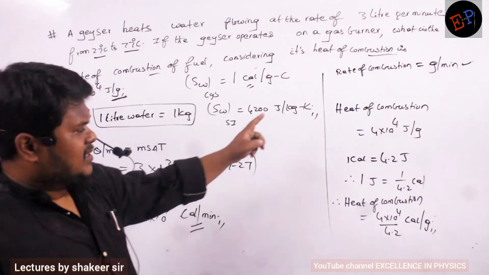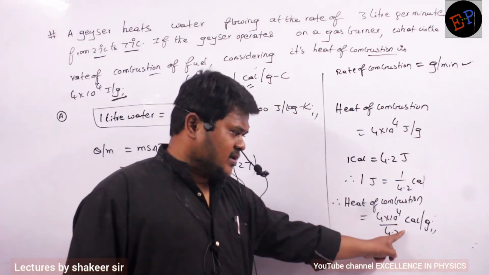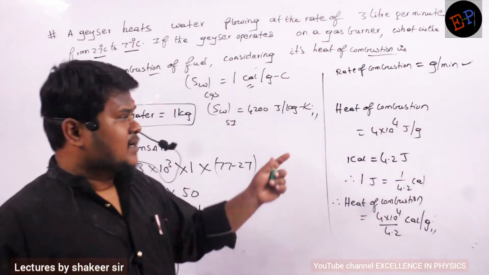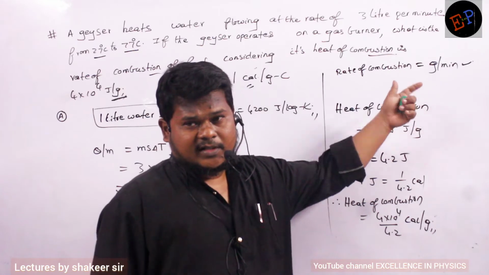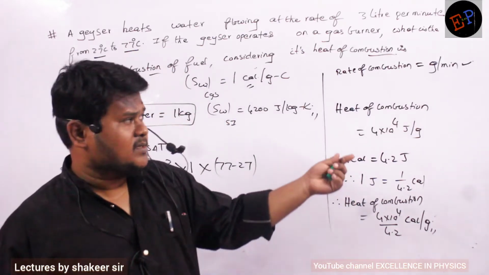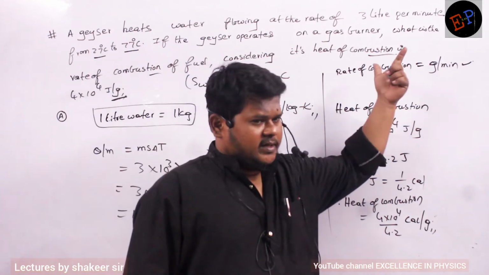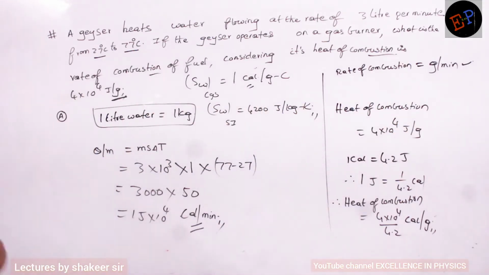Okay. Heat of combustion is also given. Heat of combustion is this many calories per gram. Now I want to calculate the rate of combustion. Rate of combustion means what? How many grams of fuel should be burnt in 1 minute? And what is the unit? Grams per minute. Is it clear? Now can you say how I can do the calculation?